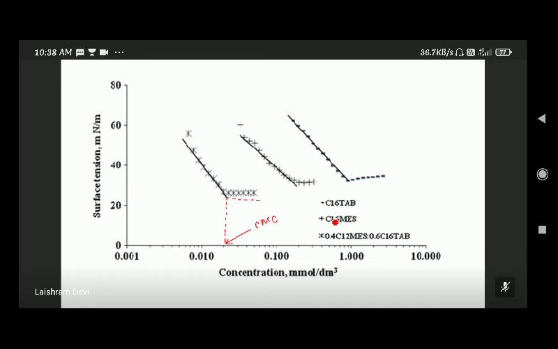So you will be provided with all the values, all the data, and you can check from that how the surface tension values are changing, what the CMC is, and all. Do you have any rough idea about how you will perform the experiment, how you'll plot the graph and all?